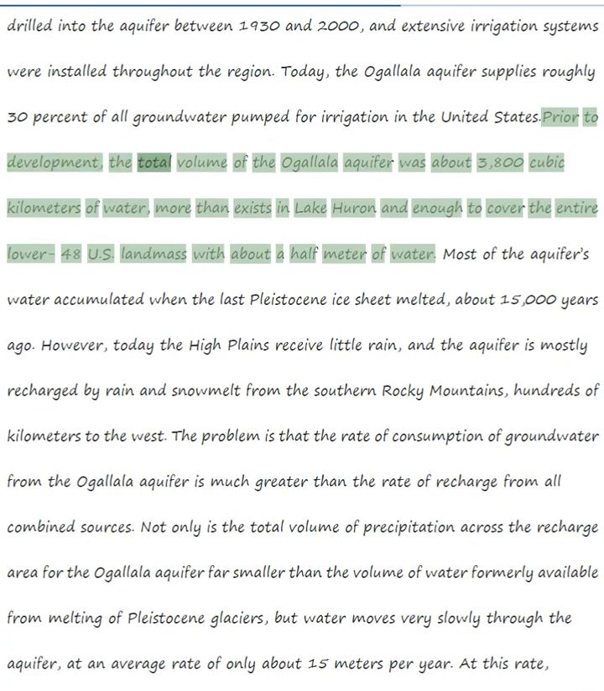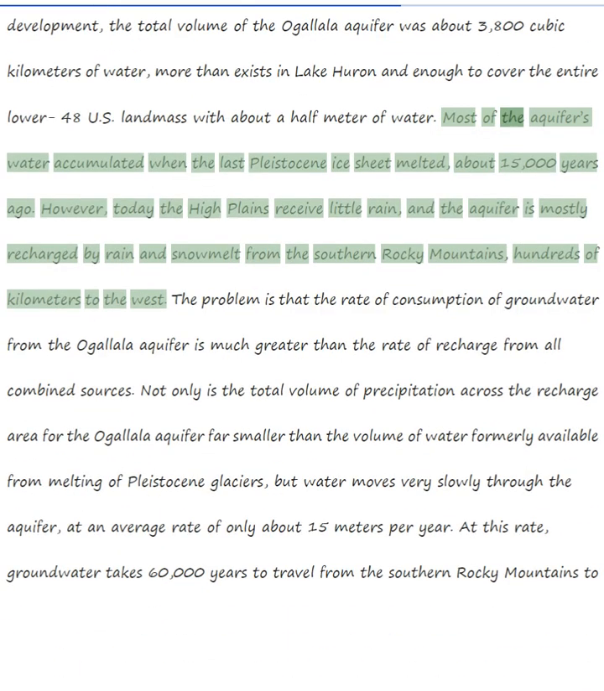Prior to development, the total volume of the Ogallala Aquifer was about 3,800 cubic kilometers of water, more than exists in Lake Huron and enough to cover the entire lower 48 U.S. landmass with about a half meter of water. Most of the aquifer's water accumulated when the last Pleistocene ice sheet melted, about 15,000 years ago. However, today the high plains receive little rain, and the aquifer is mostly recharged by rain and snowmelt from the southern Rocky Mountains, hundreds of kilometers to the west.